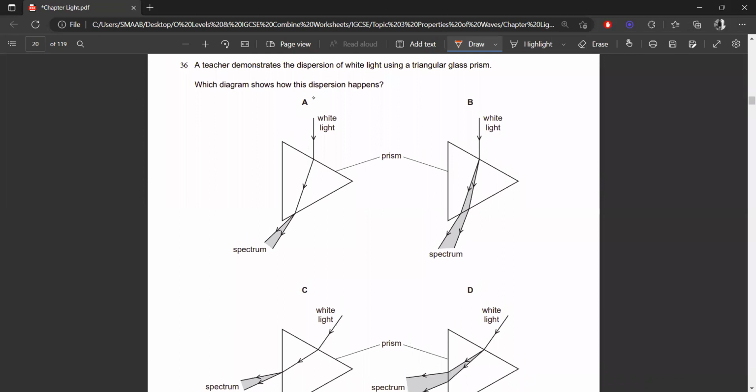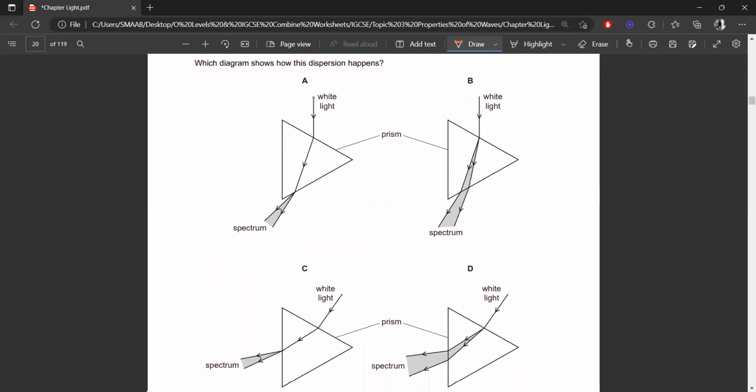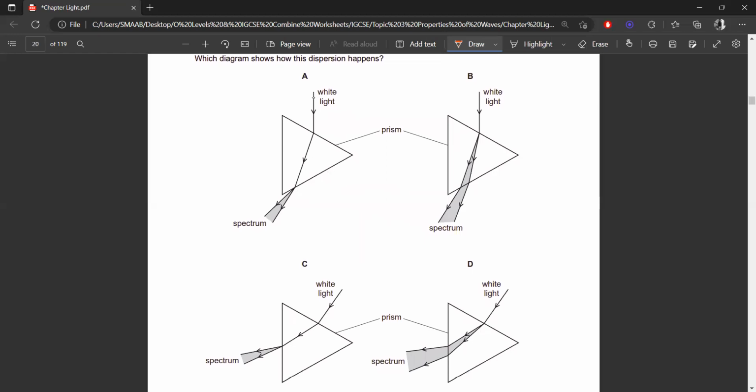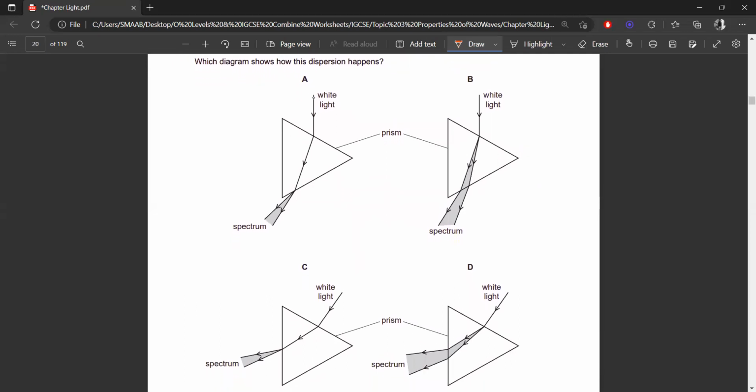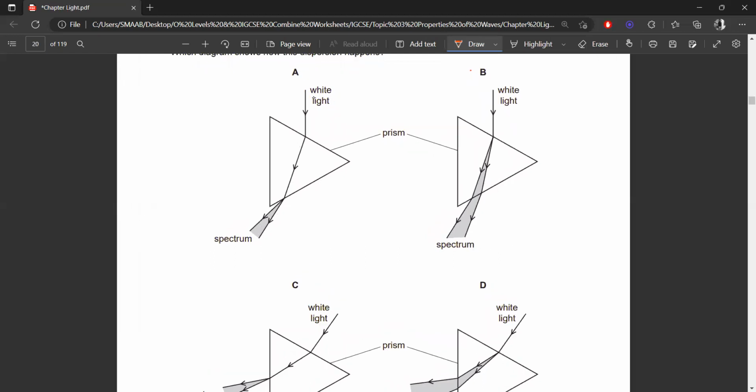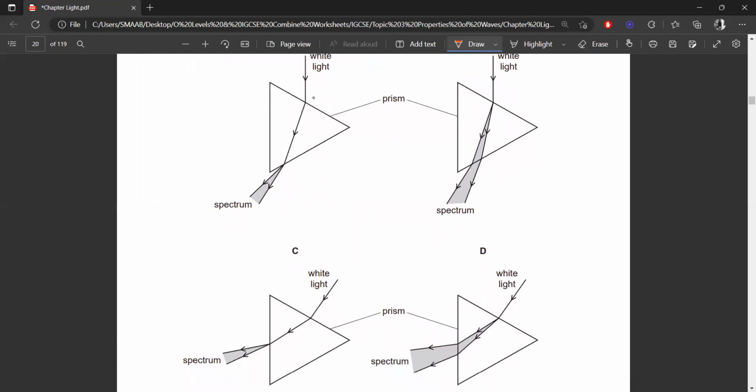Okay, 36. A teacher demonstrates the dispersion of white light using a triangular prism. Which diagram shows how this dispersion happens? B. B, yes. Because light will always pass through the opposite side, and this central part is very important. In option A, this is wrong.